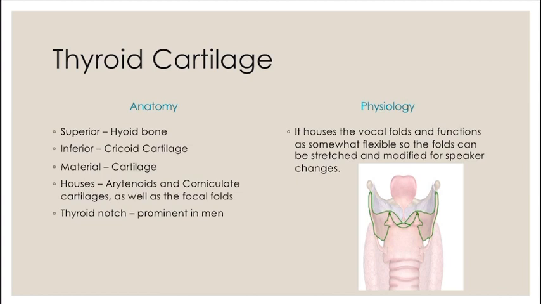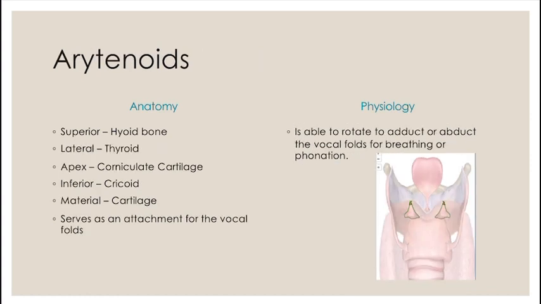It also is open in the back, as you can see in the photo, and then in the front, it comes together and creates what we call the thyroid notch, which is prominent in men. The arytenoids are kind of triangle shaped, as we can see in the photo over here, and just above them, or superior, is the hyoid bone. Lateral to them, its housing structure is the thyroid. Right above them, as the apex, are the corniculate cartilages, which are just really small, right at the top.